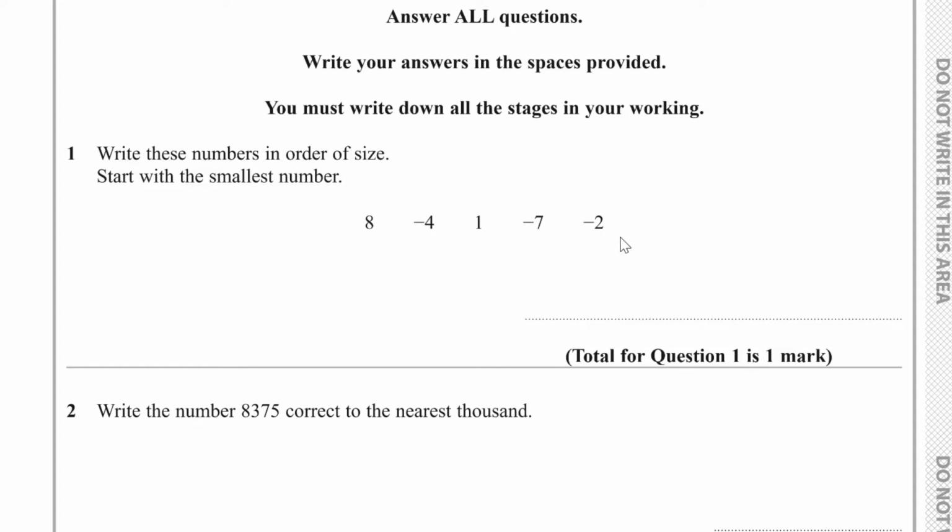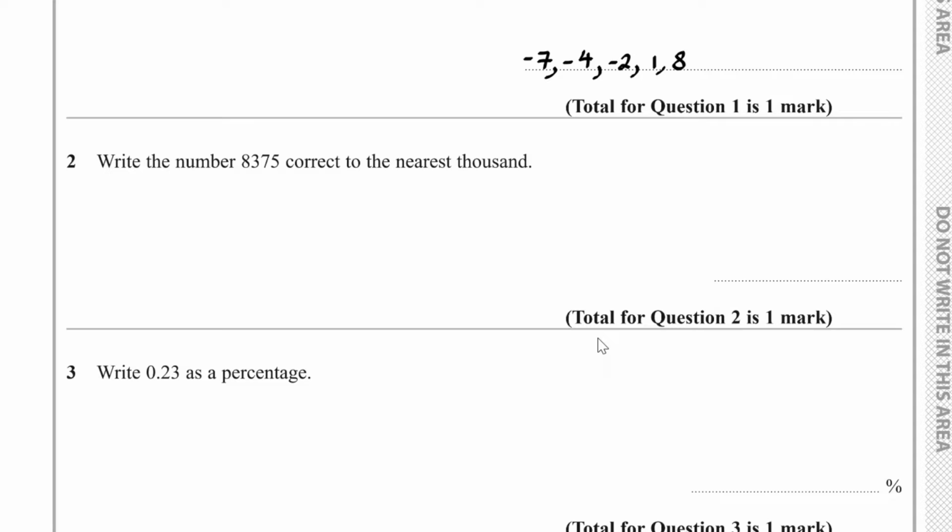Well, to do this question, we can think of these numbers as temperatures. The more negative a number, the colder it is. We begin with the -7, followed by the -4, followed by the -2, followed by the 1, followed by the 8.